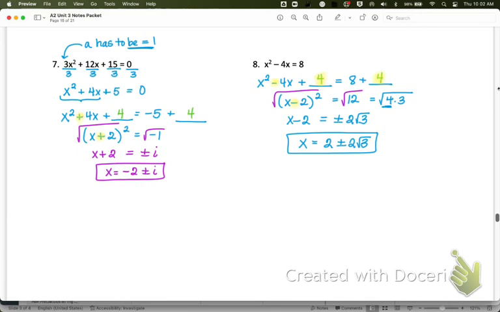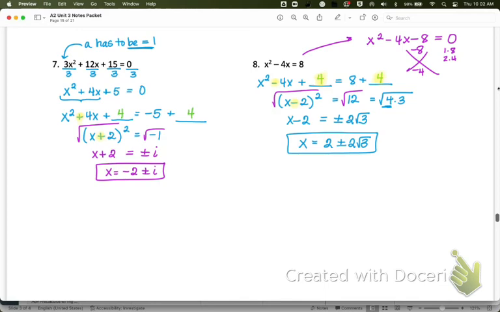This is really nice on equations that are not factorable. Like if we look at number 8, for example, if I had tried factoring this, I would get it equal to 0. X squared minus 4x minus 8 equals 0. If I try to factor this, what multiplies to negative 8 and adds to negative 4? I have 1 times 8, and 2 times 4, none of those pairs are going to work. So that polynomial is prime.